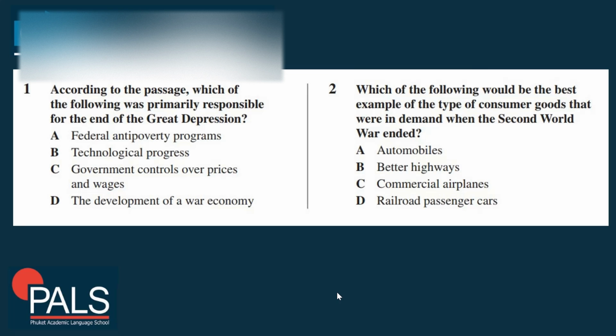Moving on to question 2. Which of the following would be the best example of the type of consumer goods that were in demand when the Second World War ended? So, if you understand the basic economics section of what you had to study for the GED test, then you should be able to find an example of consumer goods. Go ahead and look through and see if you can choose.